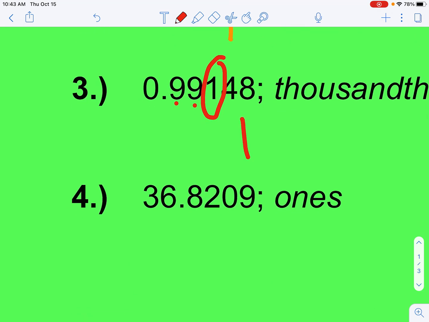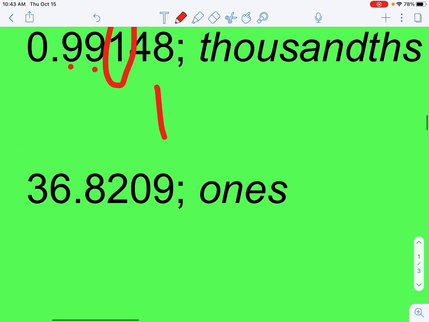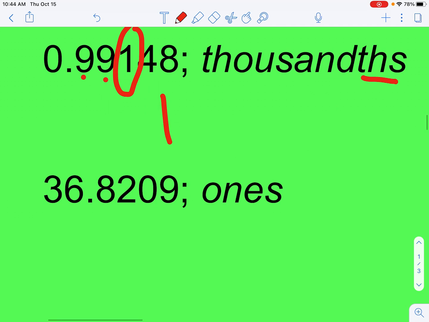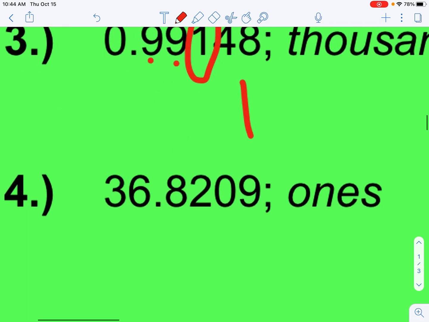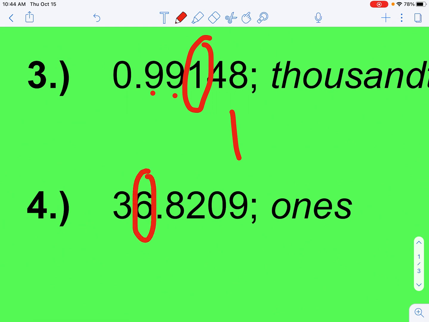Alright, and our last one. We need to find the ones. If you notice, the ones doesn't end in the THS, so that means it's going to be before the decimal. If you can't quite remember which numbers are ones, you can look at the place value chart, and I see it's the number right in front of the decimal place. So my ones in number 4 would be this 6 right here.